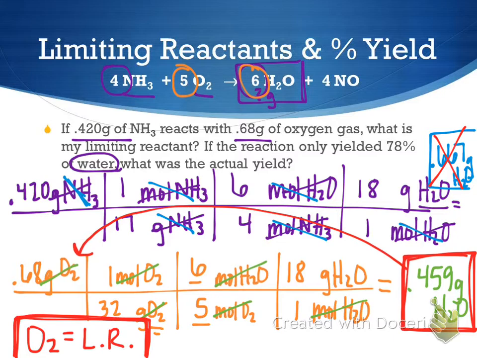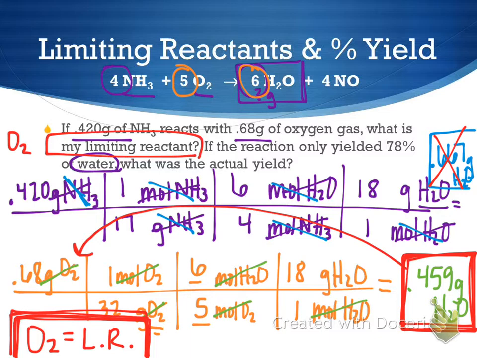Right? We don't have enough of our starting amounts. We don't have enough of our reactants. Oxygen would run out before that point. So the maximum amount of water that we could produce is 0.459 grams. So that answers the first part of our question. What is my limiting reactant? It's O2.